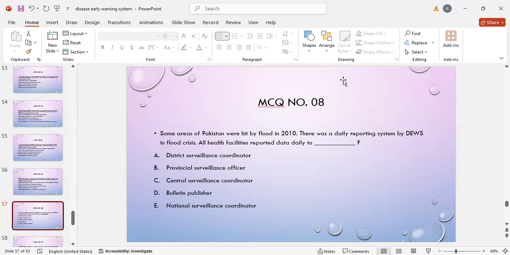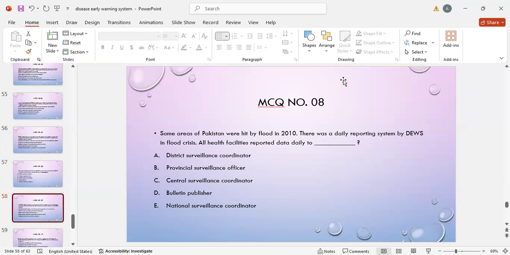Option A, district surveillance coordinator. Option B, provincial surveillance officer. Option C is central surveillance coordinator. Option D is bulletin publisher. Option E is national surveillance coordinator. The answer is option A, district surveillance coordinator.